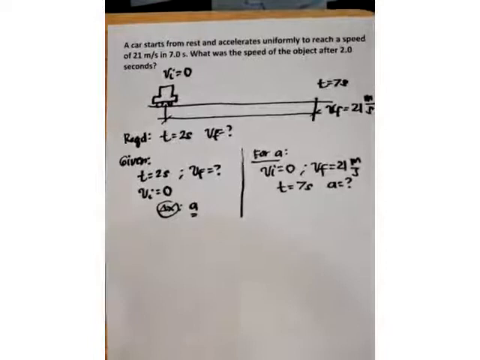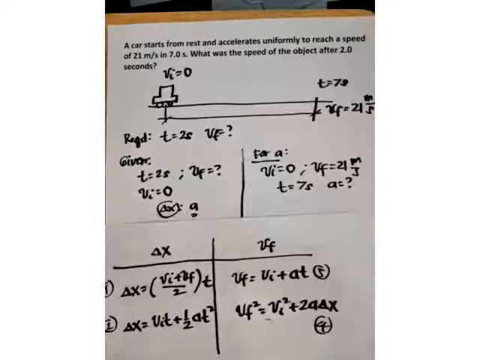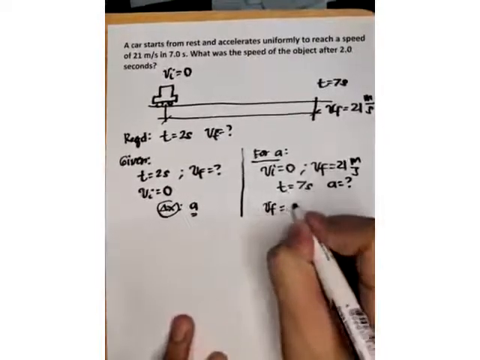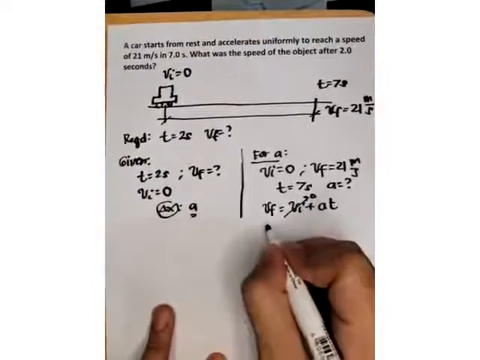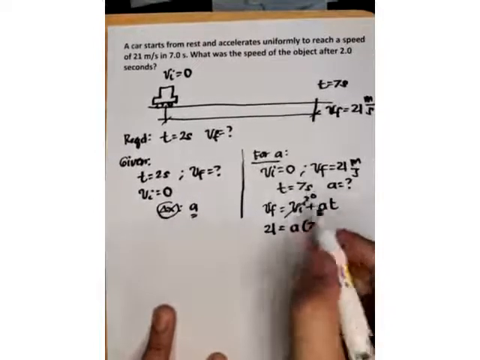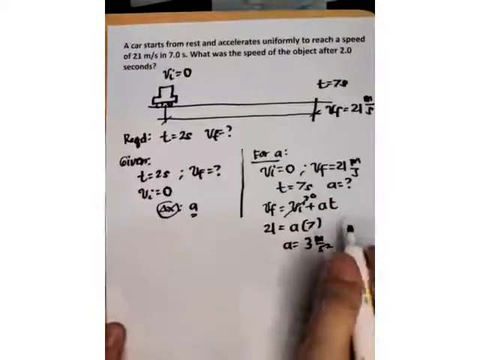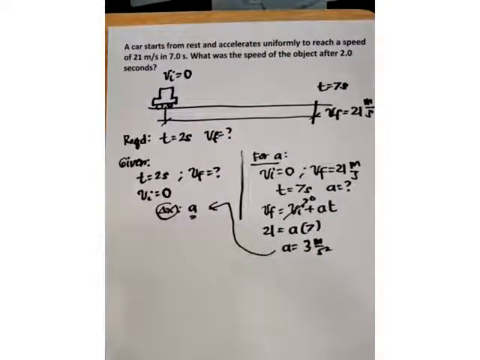So among the 4 formulas, which one should we be using? Okay, I think this is the third one. Ayan. So that's V final is equal to V initial plus AT. So initial is 0. So V final is 21. Acceleration is unknown. And the time is 7. So therefore, A is 3 meters per second squared. So this will be the acceleration we'll be using for the requirement. That acceleration is 3 meters per second squared.